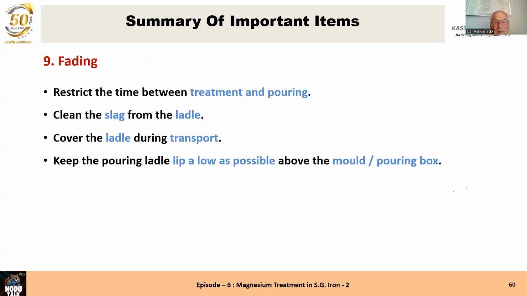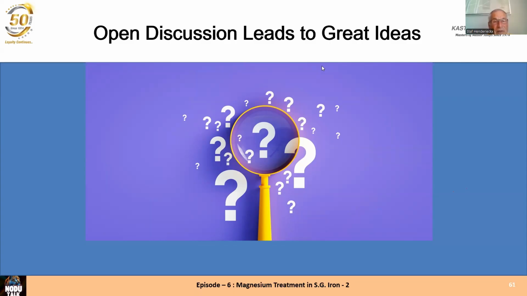Fading: restrict the time between treatment and pouring. Clean the slag from the ladle. Cover the ladle during transport, because during the transport there is also a contact between liquid metal and the air. And when you pour, keep the lip as low as possible above the mold or the pouring box. All these elements are influencing the amount of fading. If there are questions, please let them hear.